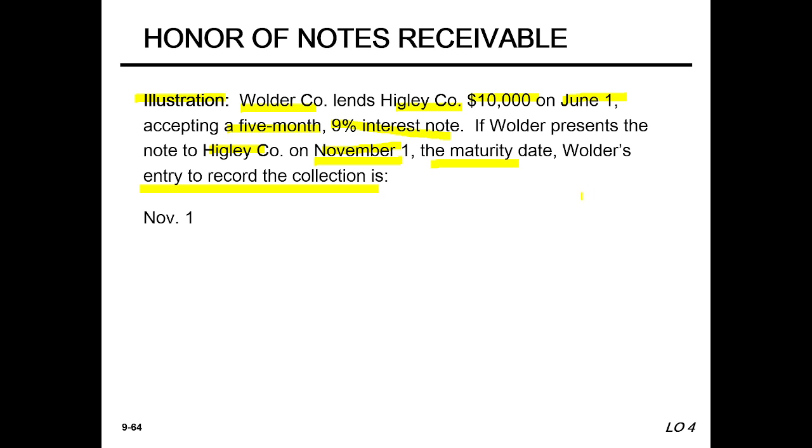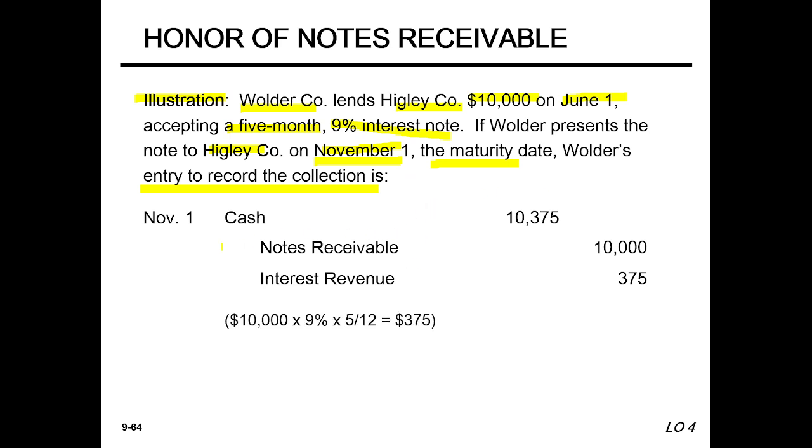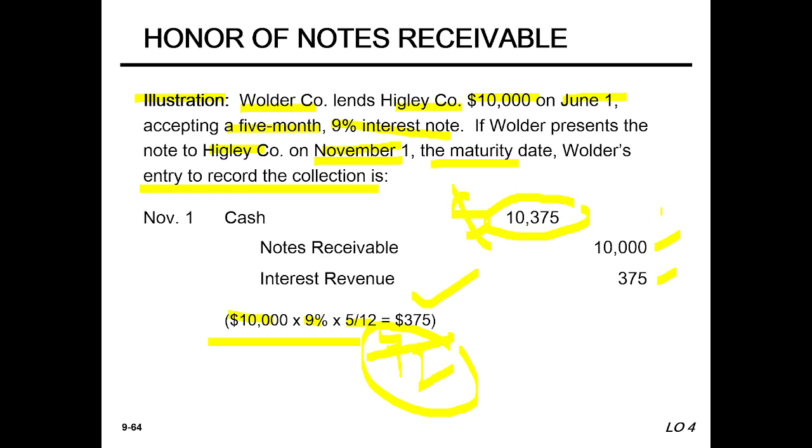Here the journal entry will be cash debit, and notes receivable credit and interest revenue credit. And how could we calculate the interest? This is the amount, this is the rate of interest, and this is the time period, 5 months. So 5 divided by 12, because 12 months make a year, and after calculating we will get $375. So notes receivable must be credited and interest revenue credited, and the cash received is $10,375. I think everybody is clear.